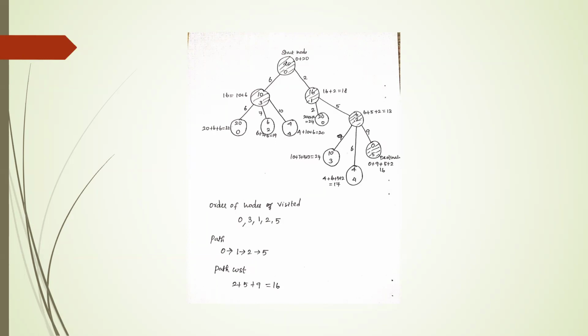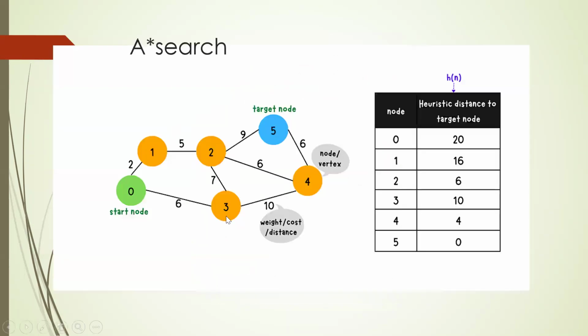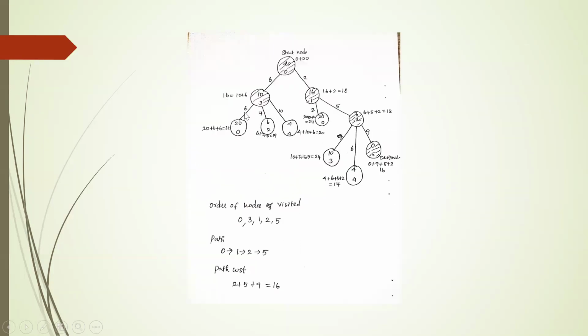Then we find the children of node 3. Node 3 has the children 0, 2, 4. Even though we visited 0, it is also included here. For each one, we calculate f of n, g of n plus h of n: 32, 19, 20. Compare these three values with the earlier value. When comparing 18, 20, 19, 32, 18 is the lowest value. That's why we visited the one with 16.